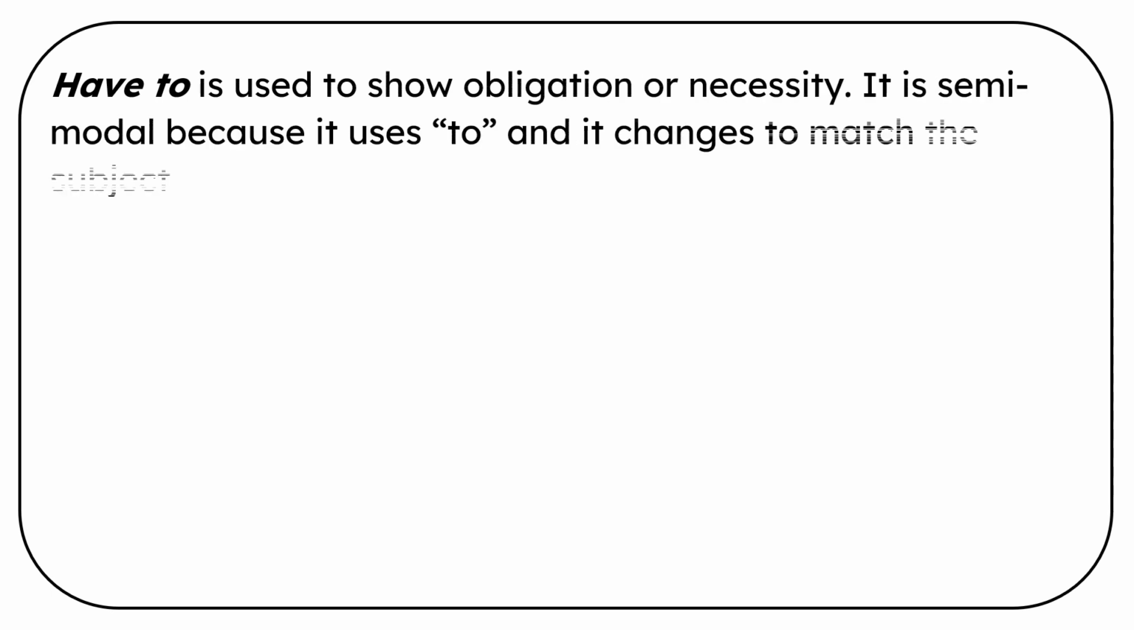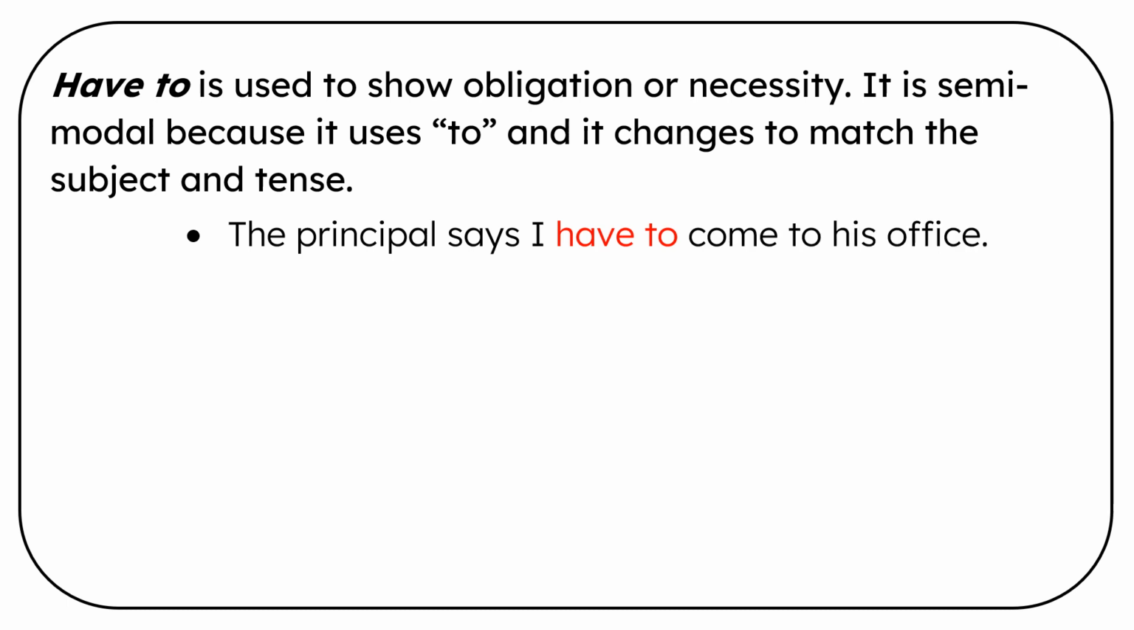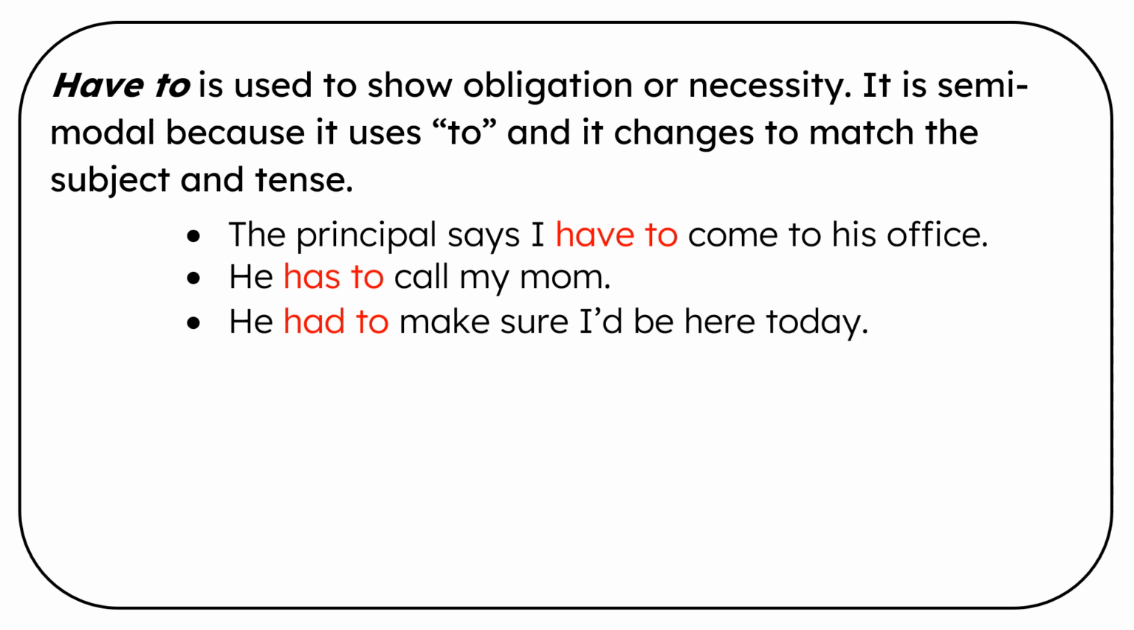Have to is used to show obligation or necessity. It is semi-modal because it uses to and it changes to match the subject and tense. The principal says I have to come to his office. He has to call my mom. Notice that have to changes to has to for he. He had to make sure I'd been here today. Had then is used for the past.